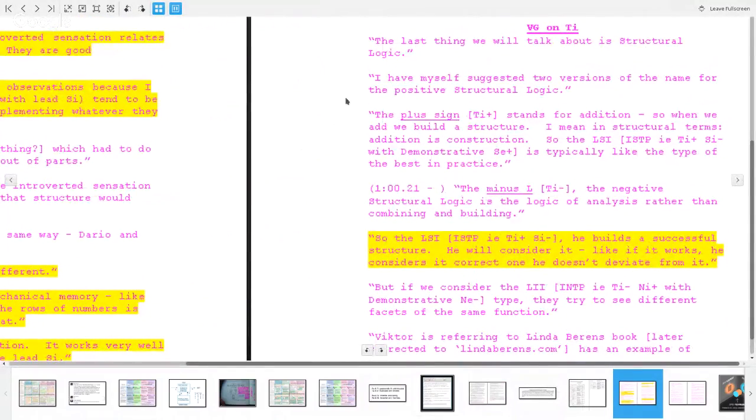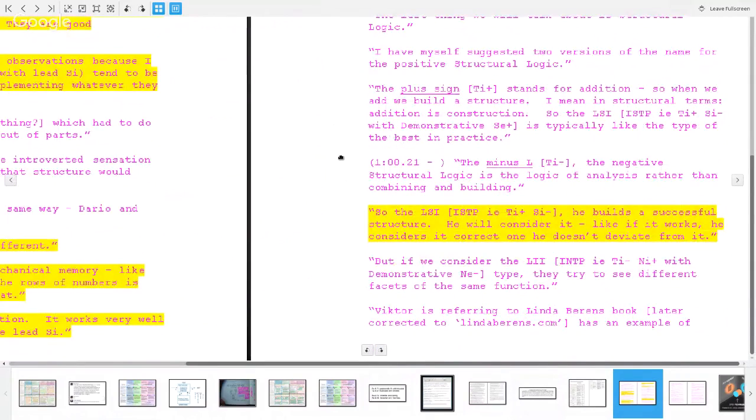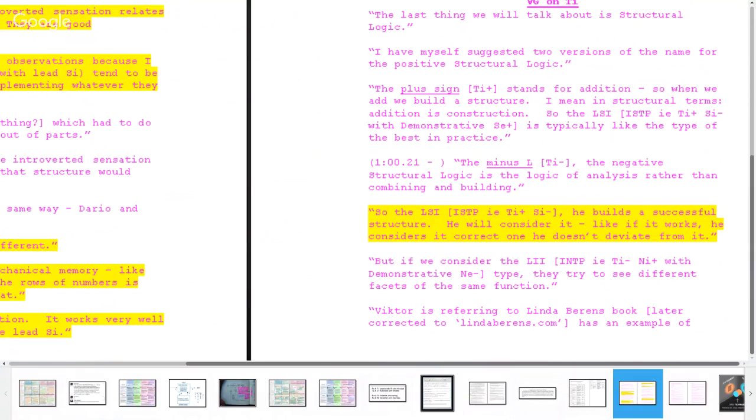I have myself suggested two versions of the name for the positive structural logic. We're not doing Ti plus, we're doing Ti minus. The minus L, the negative structural logic, is the logic of analysis rather than combining and building. Right, then we've got here. But if we consider the LII, INTP, i.e. TiNe, with demonstrative Ne type, they try to see different facets of the same function.